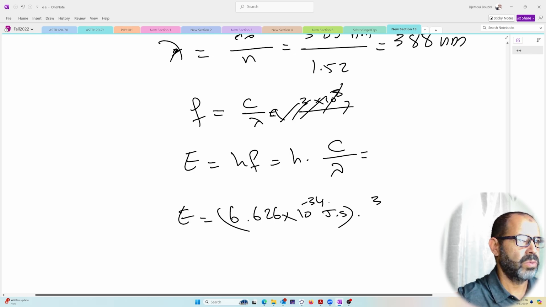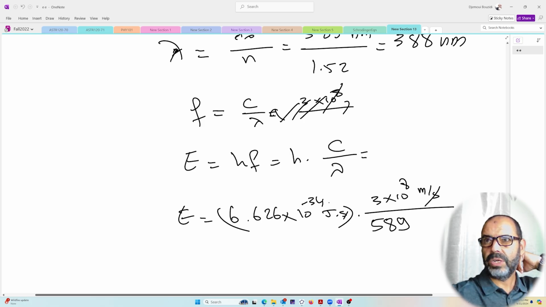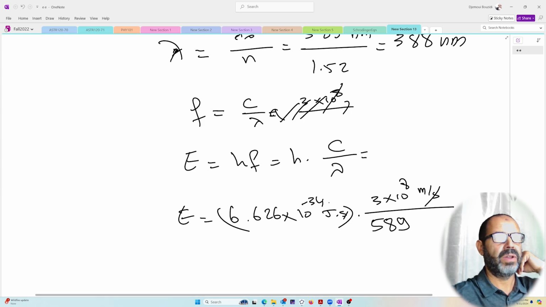Times the speed of light, which is 3 times 10 to the power 8 meters per second. So this second and this second cancel. Divided by the wavelength, and the wavelength we have is 500. You have to use the original because we are using the original energy. It should not change. If we're going to use a different lambda, we have to change the velocity, okay?